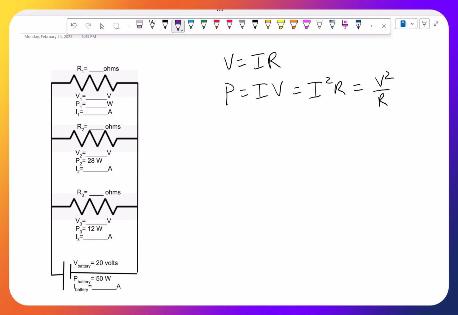So again, parallel circuit, I know the voltage is all the same. So if I know the voltage across the battery is 20 volts, then I know the voltage across every single resistor here. This is going to be 20, this is going to be 20, and this is going to be 20.